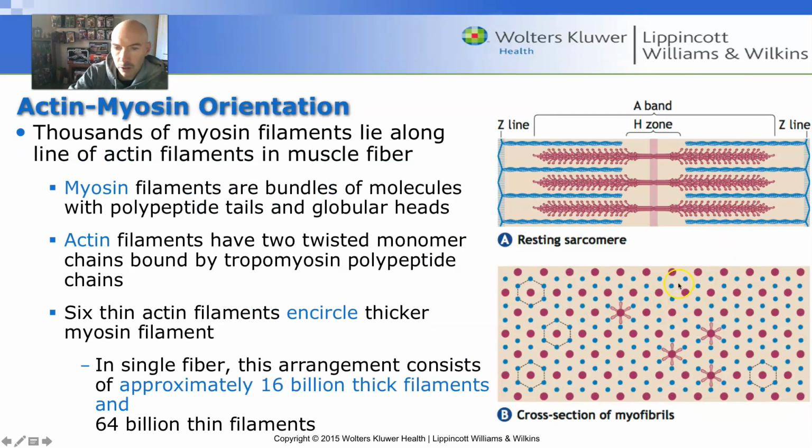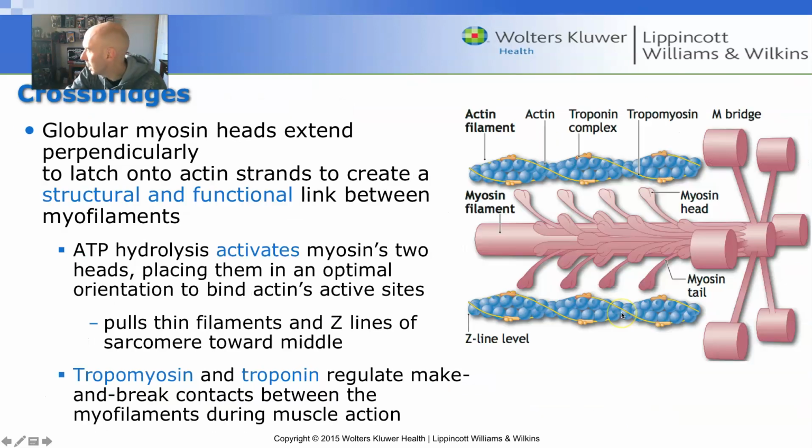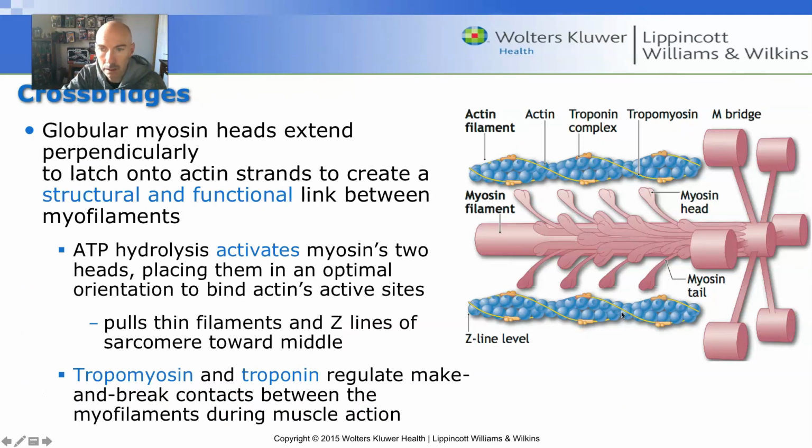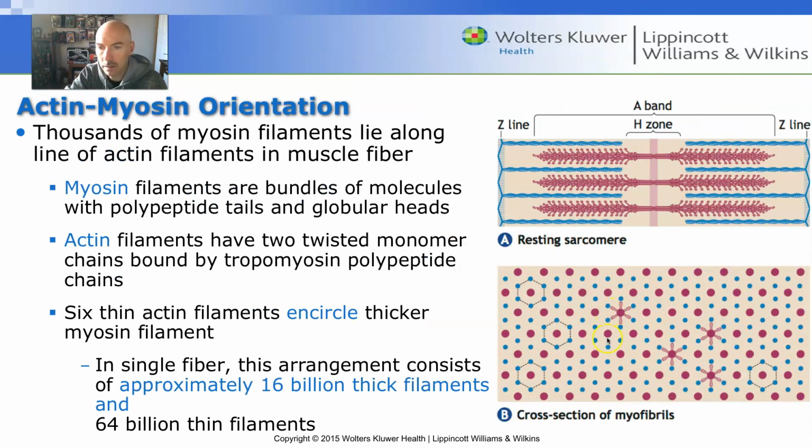Now, I did mention this earlier that this is three-dimensional. So if you just look at this picture, it almost looks like it's more of a two-dimensional situation, but that's not the case. If you look here, this gives you a better picture that each individual myosin is surrounded by actin, right?